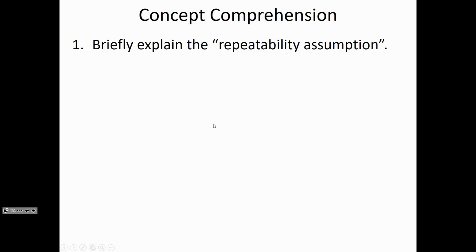And sometimes we can get over that by invoking what we call the repeatability assumption. And so if I asked you to briefly explain the repeatability assumption, what I would hope you would remember is that when you're using the repeatability assumption, you're trying to repeat both the costs and also the revenues for an item over a certain number of periods so that two alternatives terminate at the same number of years.